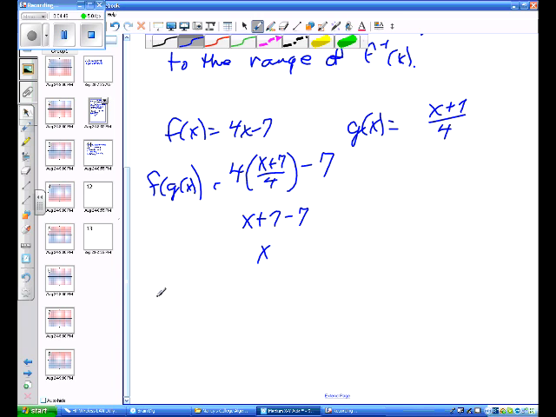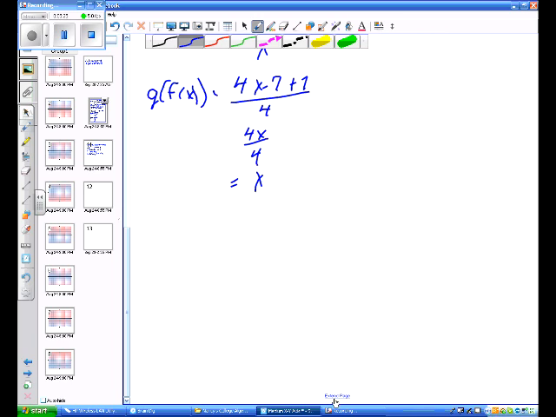Then if we did g of f of x, okay, we'd take our function, wherever there's an x, we'll plug in f of x. So we have (x plus 7) over 4. So in place of this x, I'm going to put my function. So (4x minus 7 plus 7) over 4. Well, minus 7 plus 7 is 0, so I have 4x over 4, which is x. Therefore, that shows that these two functions are inverses of each other, because when you did f of g of x, you got x, and g of f of x, you got x.